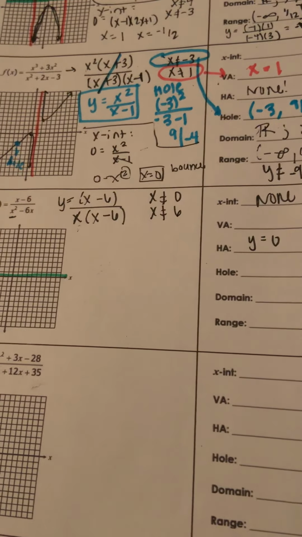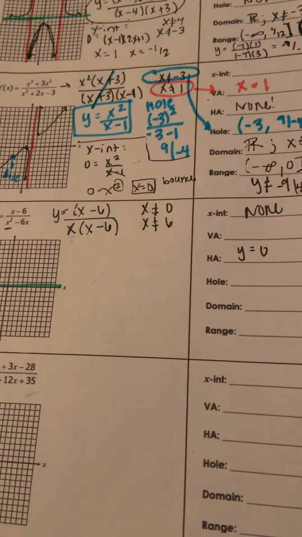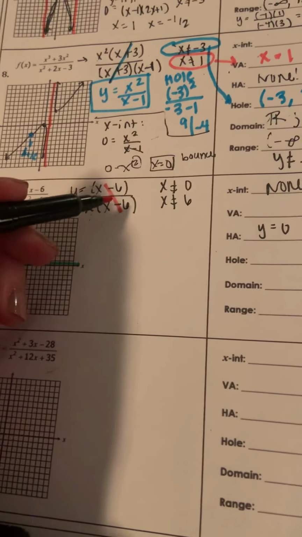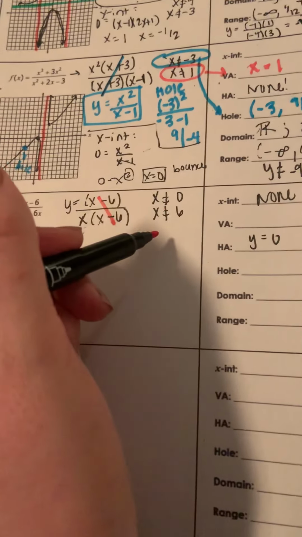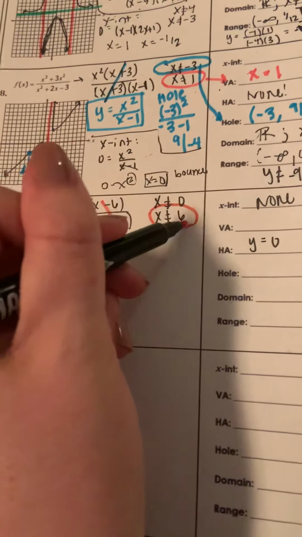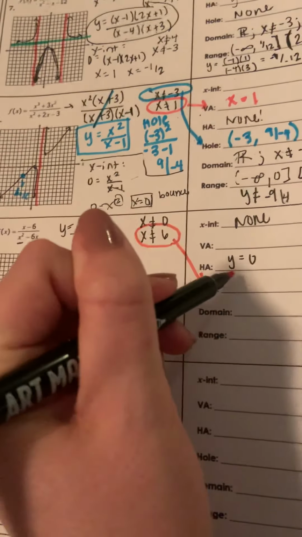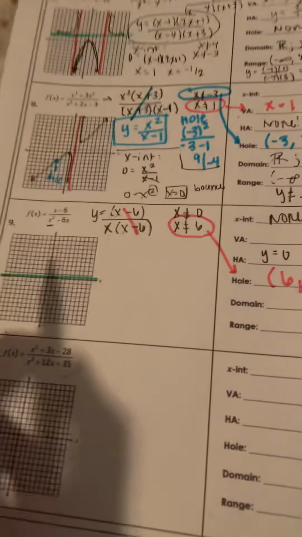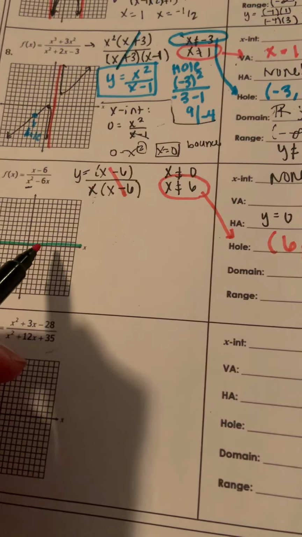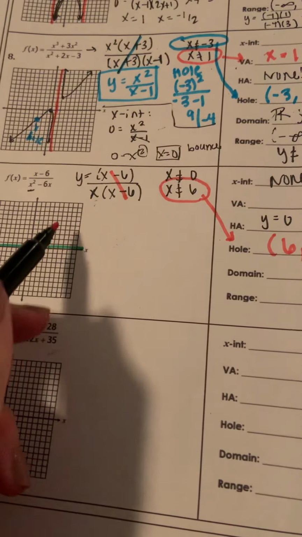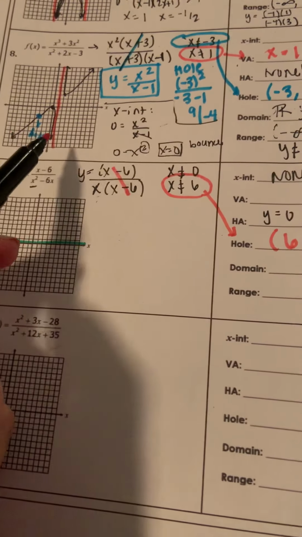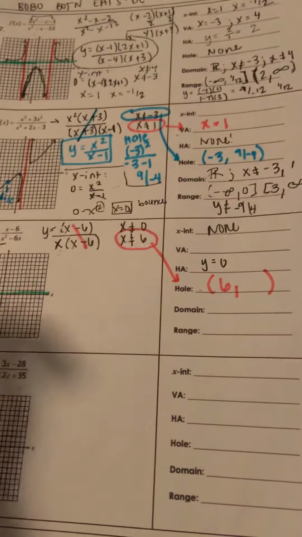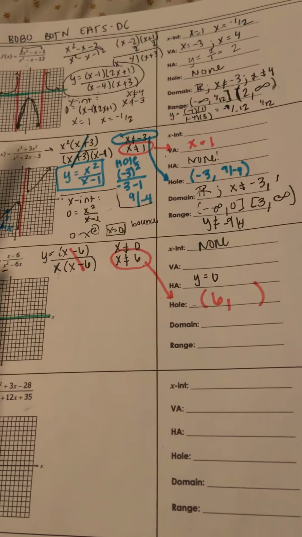Well, at 6, something very different happens than what happens at 0. Because I have this on the top and the bottom, that creates 0 over 0, which means that at x equals 6, I actually have a hole. So when x is 6, I have a hole on the graph. When I go to put this 6 on the graph, I don't know where to put my point, just like the problem I had up here with this hole. So I've got to find the x and the y. What is the value of y when x is 6?